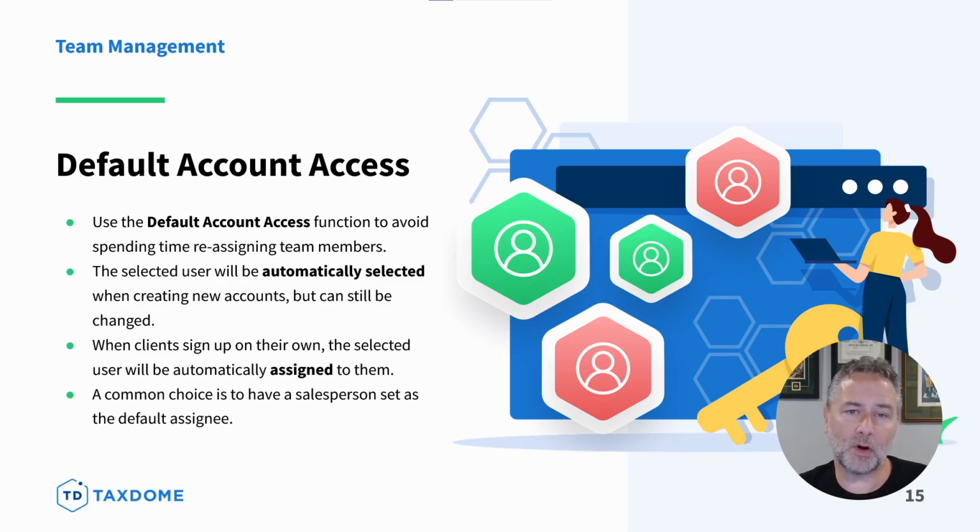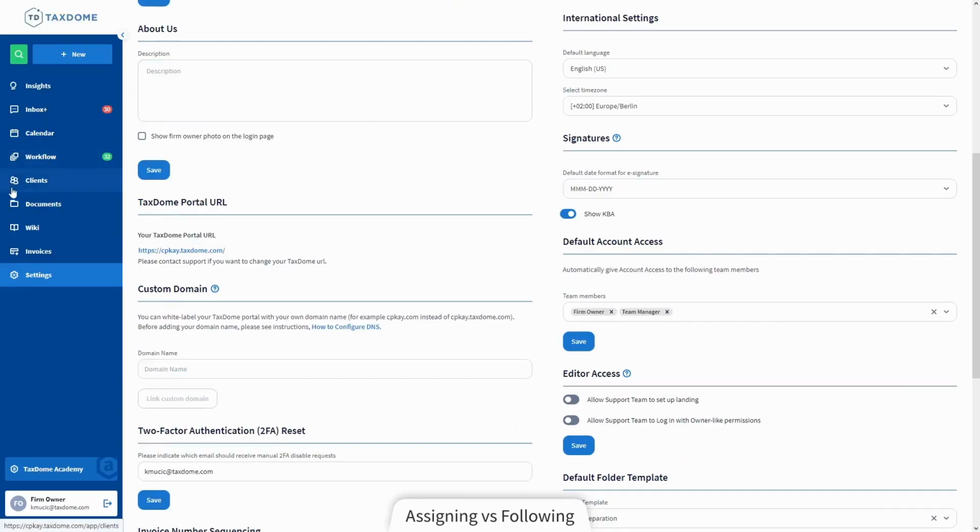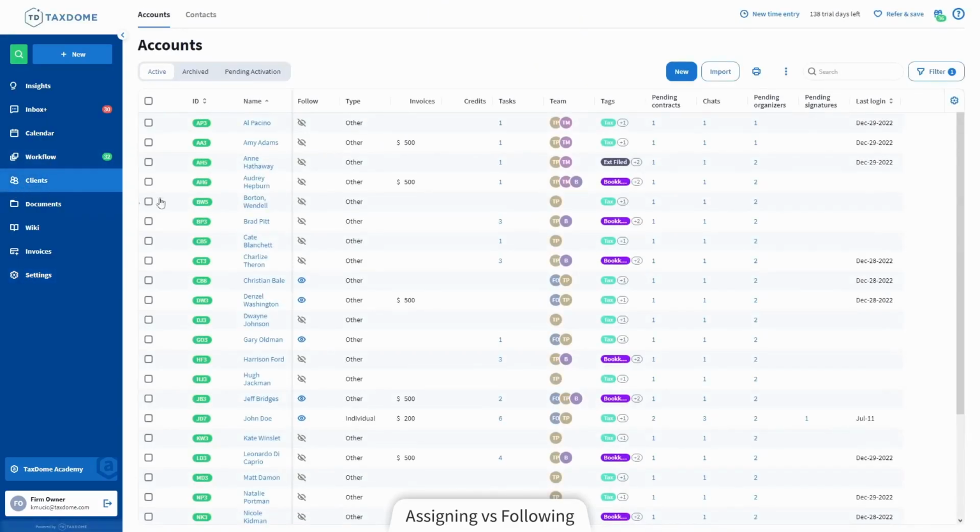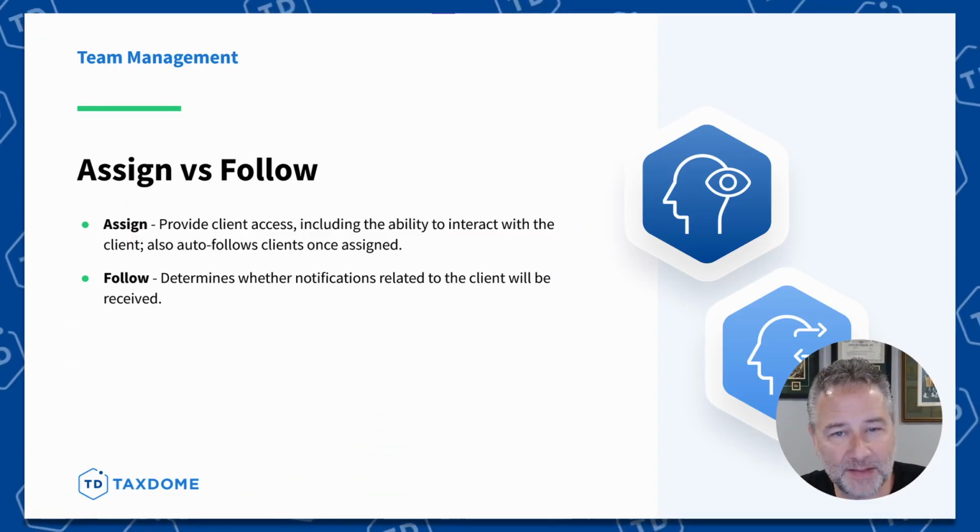Alrighty, before we move on to talk about tasks, let's take a moment to clear up the difference between being assigned to a client and following them. If we go back to the client's page, you'll see the follow column with the eye icons in it. So that's the easiest way to tell if you are following somebody or not. But what does that mean though?